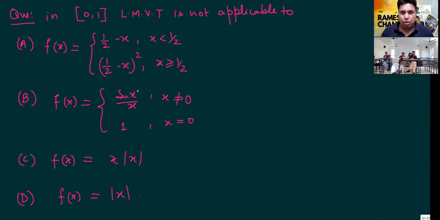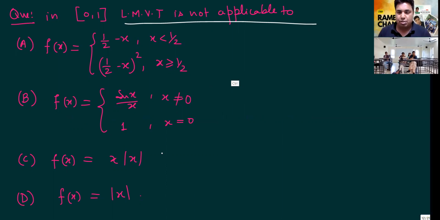Solve this question, do it fast. In the closed interval 0 to 1, LMVT is not applicable to which function? You need to find, out of these given 4 options, the functions where LMVT will not work. Solve it, kids.